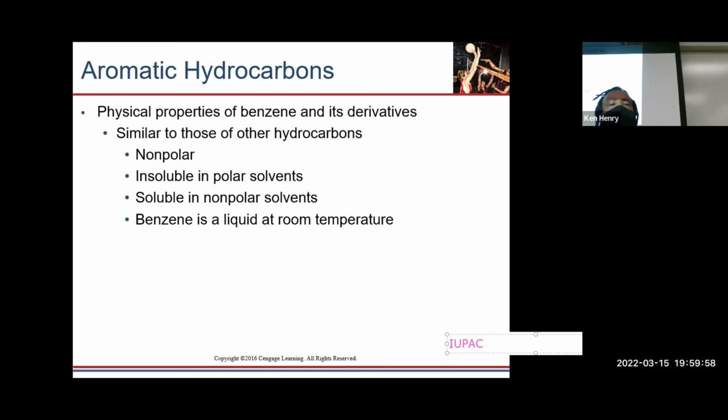Okay, so some of the physical properties of benzene. Benzenes, again, are going to be nonpolar. They're going to be insoluble in polar solvents. They're going to be soluble in nonpolar solvents, like oils and things like that. And they're going to be liquids at room temperature.